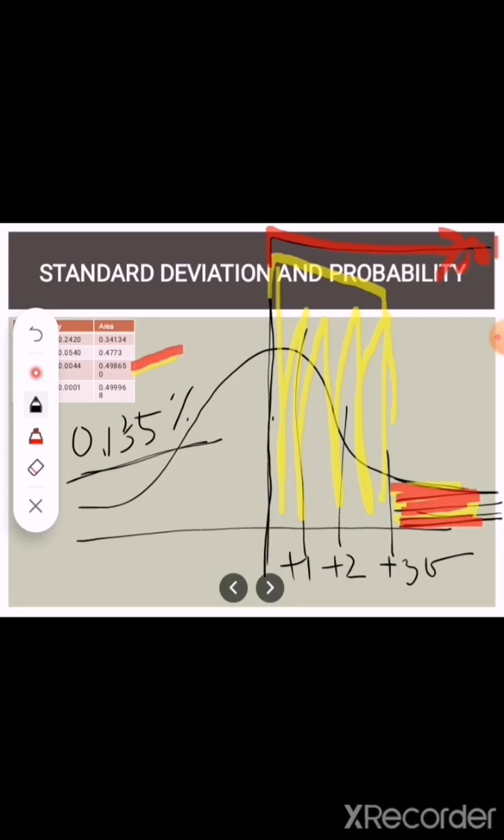Okay, since ang hinahanap natin ay greater than or equal to 96, and 96 is on the third standard deviation, and yung third standard deviation natin ay 0.49865, sinubtract lang natin siya sa 0.5 para makuha natin yung area nito. So we have 0.135%, and this value can now be multiplied to 800, which is our N.